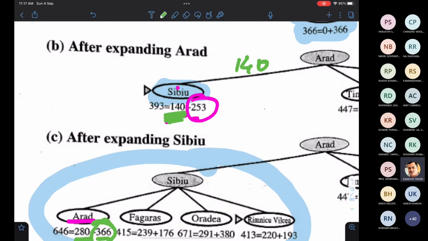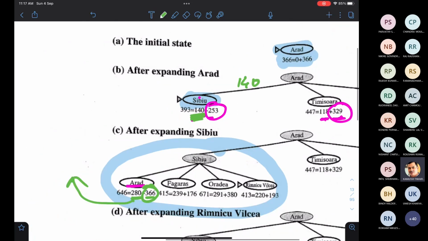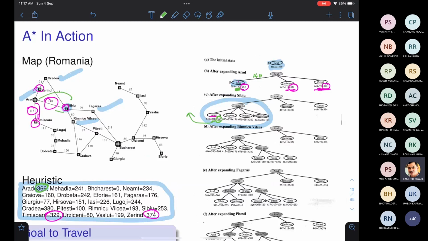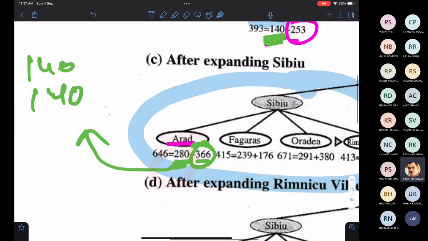Yes or no? And from here, if you go to the Arad, because you came to this Cebu, you again go to the Arad. So 140 is again going to be added. So it is 140 plus 140 and therefore 280 is written over here. Everybody okay or not? That's why 280 plus 336. Is it okay? Just say yes.